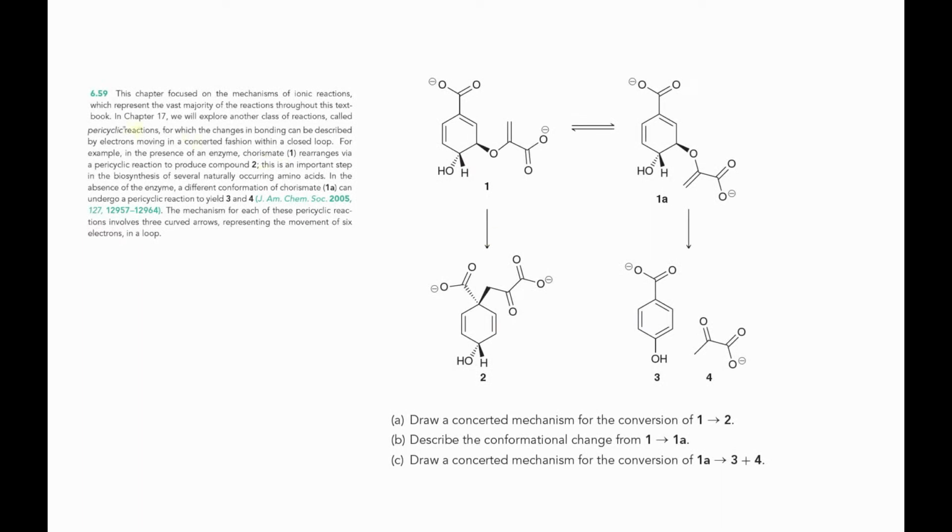For this problem, I'll just state the keyword, the pericyclic reaction. This is defined as changes in bonding that can be described by electrons moving in a concerted fashion within a closed loop. That's going to be very helpful to answer our questions here. So going back to A, draw a concerted mechanism for the conversion of 1 to 2.